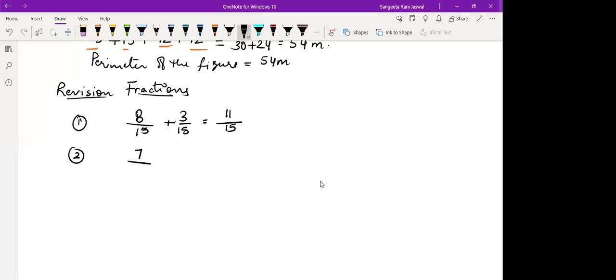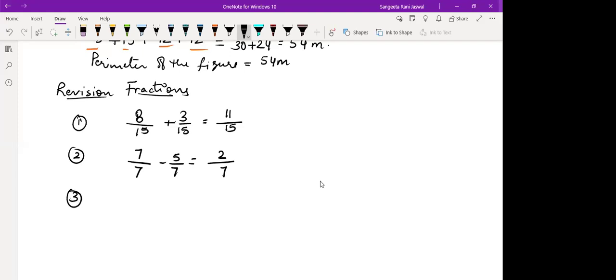Similarly, suppose I'm taking it for subtraction, 7 by 7 minus 5 by 7. Now here also these are like terms. So, whenever there are like terms, when the denominators are equal, we keep the denominator the same and just subtract the numerators. So, that is 7 minus 5, then I get 2 by 7. All right?